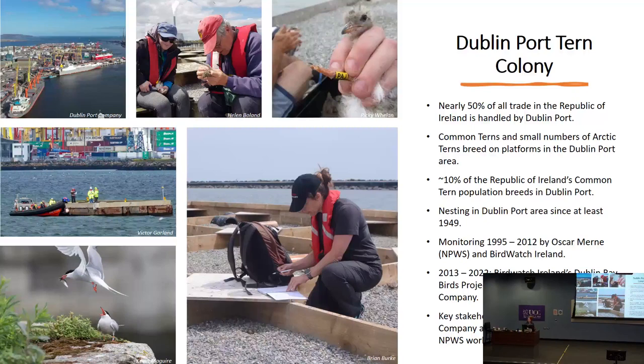Both common and Arctic terns have been nesting in Dublin Port since at least 1949, but monitoring began in 1995. And this was led by the late Oscar Mearn of National Parks and Wildlife Services, with some help from Birdwatch Ireland staff and volunteers, and continued on until 2012. Then in 2013, the Birdwatch Ireland's Dublin Bay Birds Project was set up, funded by Dublin Port Company. Part of the remit of the Dublin Bay Birds Project is to monitor this tern colony and also to help inform management decisions of the colony.